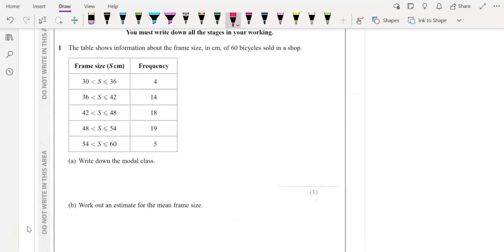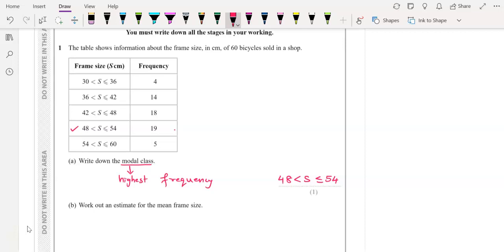Question 1. The table shows information about the frame size in centimeters of 60 bicycles sold in a shop. First question: write down the modal class. The modal class is the class which has the highest frequency. So the highest frequency is 19 and that is for the class 48 to 54. So your modal class is 48 less than S less than or equal to 54.